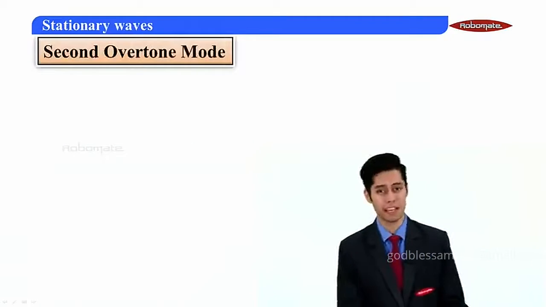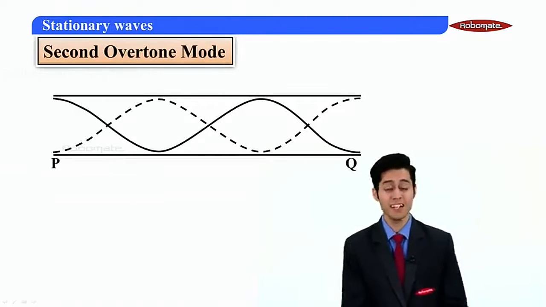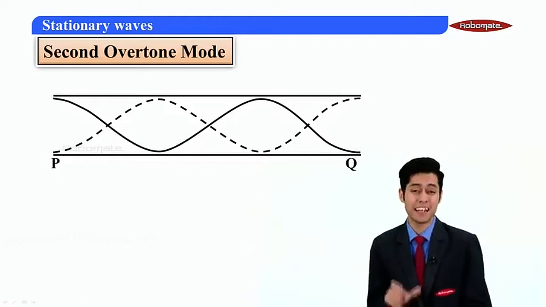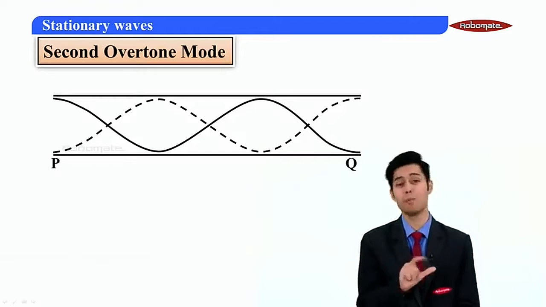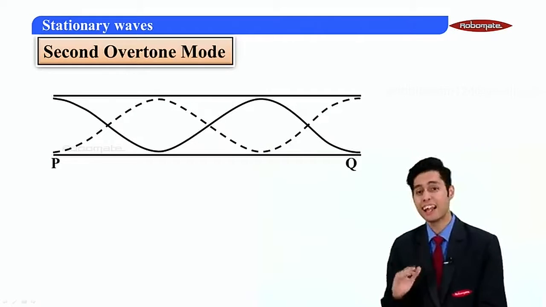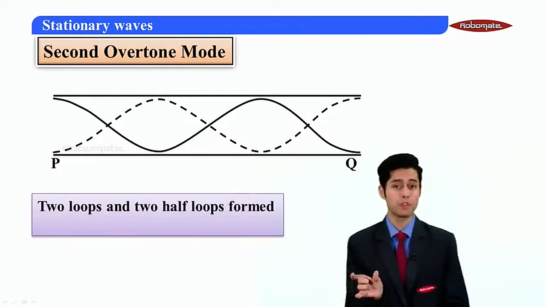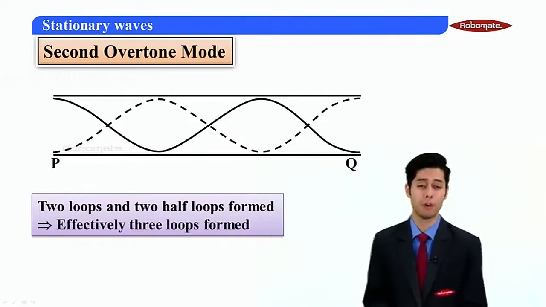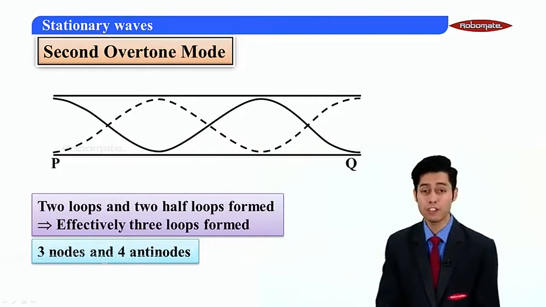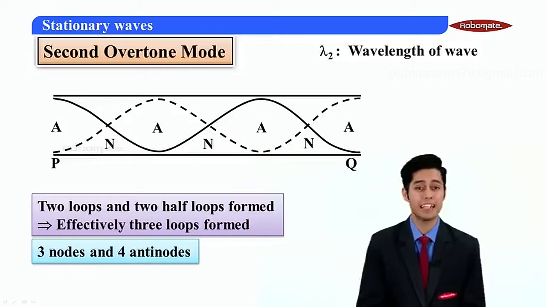So let us see what was remaining. The second overtone mode, or it is also called the third mode. Now in this third mode, the diagram is given as follows. In the second overtone mode, there is an addition of two loops in between the open pipe. You can see there are two loops which are introduced, and then there is a half loop on this side and a half loop on the other side. So overall there are two loops plus two half loops formed. Can I say effectively there are three loops overall formed? I can also say that in these three loops there are three nodes and four antinodes.